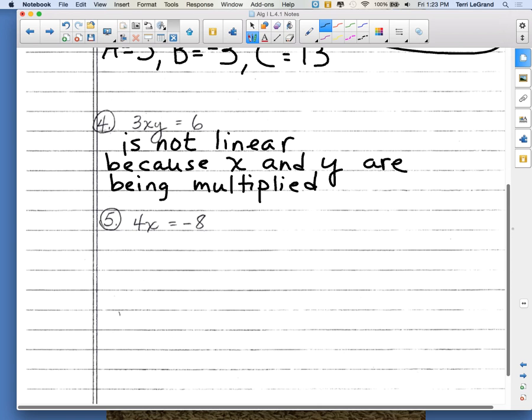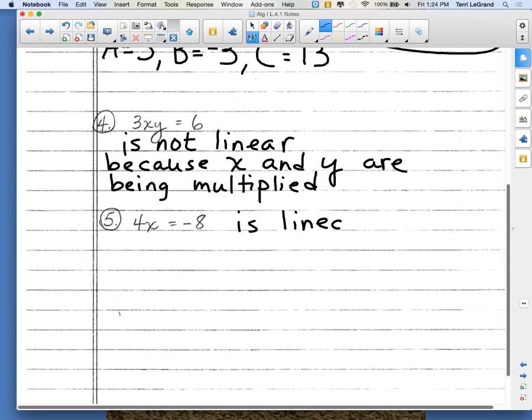Okay, number 5. 4x = -8. Not linear? Which test does it not pass? Doesn't have a y? Oh, is that one of the tests? If it doesn't have a y, it can't be linear? It's linear. Yeah. It passes every test. And remember I said to you, it has to have at least an x or a y. It can have both. It has to have just one of them, really, to be linear. This would be linear.